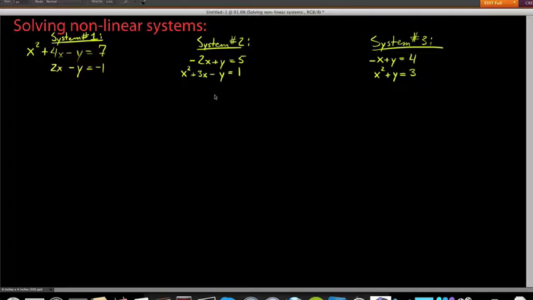So let's go ahead and take a look at this system in the top left here, system number 1, in which our nonlinear constraint is degree 2, so we have a parabola, x squared plus 4x minus y equals 7. And our second equation, which is our linear one, is 2x minus y equals -1.